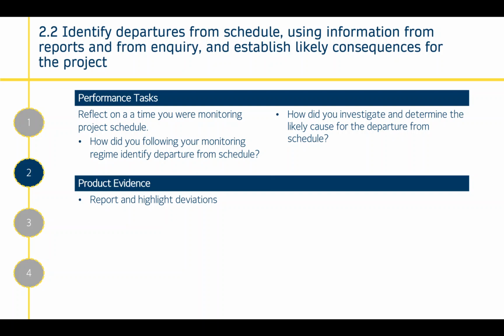If things are having to move about, that will have an impact on quality as well. So it's going to have a knock-on effect, and for this, not only do you need to identify that there's a departure, you need to be able to quickly identify what the knock-on effects are going to be for other aspects of your project. Product evidence for this would be a report to highlight any deviations.